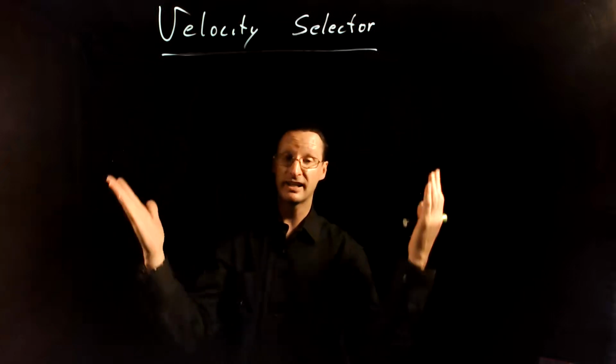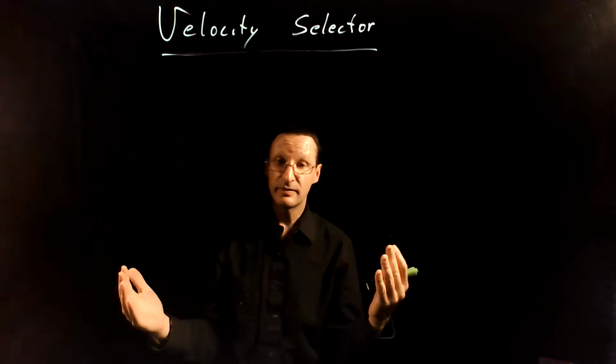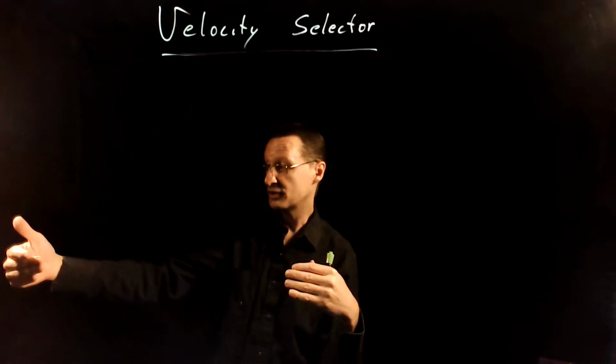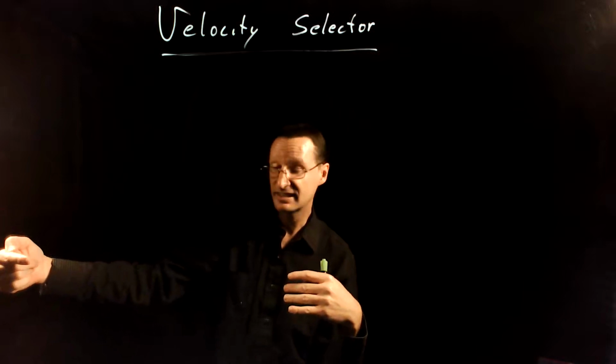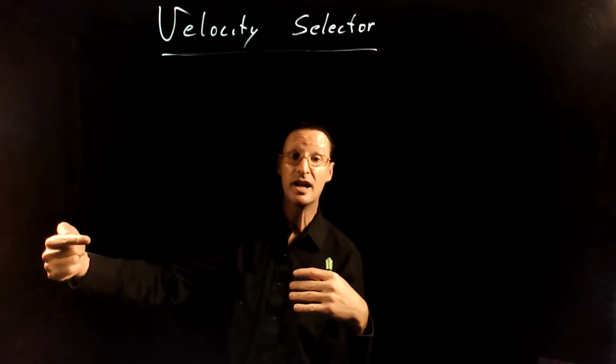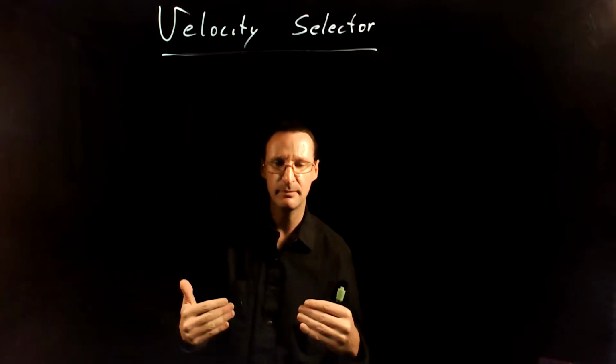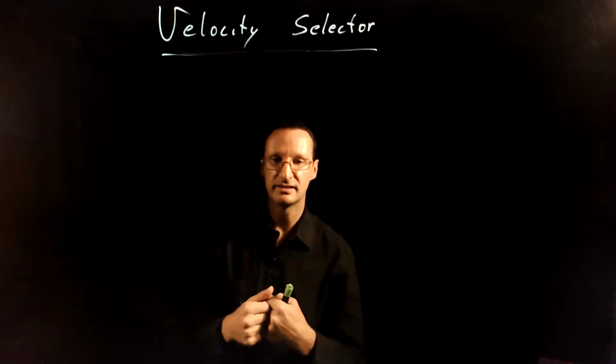Let's talk about a velocity selector. In a previous video, we talked about how mass spectrometers work. And if you recall, what we needed to do was ionize carbon atoms and then send them all into the mass spectrometer with the same velocity. So how do you ensure that that velocity is the same every time? That's what a velocity selector does.